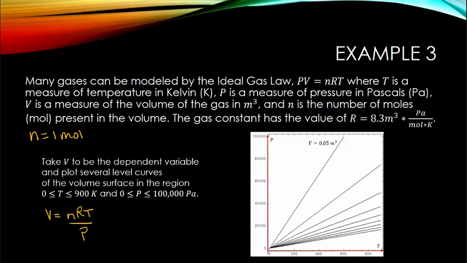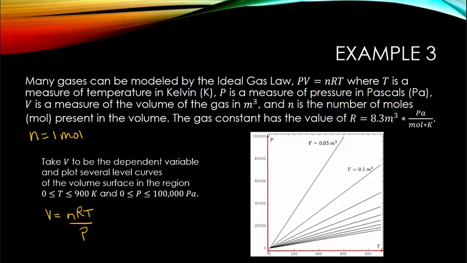If my volume is kept steady at 0.05 cubic meters, you can see that as my temperature increases, my pressure increases at a very high rate. But if I let my volume go to 0.1 cubic meters and hold it there, then as my temperature increases, my pressure does not increase quite as rapidly.